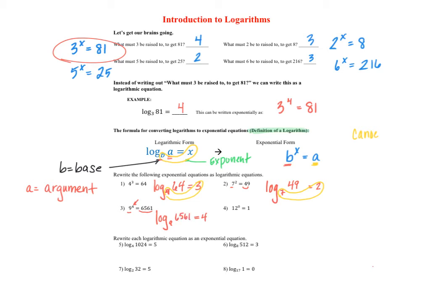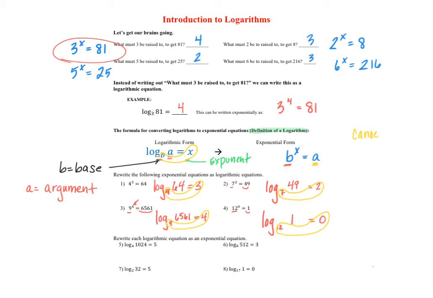Here, my base of my exponential is my base of the log. My exponent, my 0, goes on its own on the right, and the value on the right here is my argument. Do a couple quick checks. 12 to the 0 equals 1. Yes, it does, because any number raised to the 0 power equals 1. This one as well. 9 to the 4th does equal 6,561.